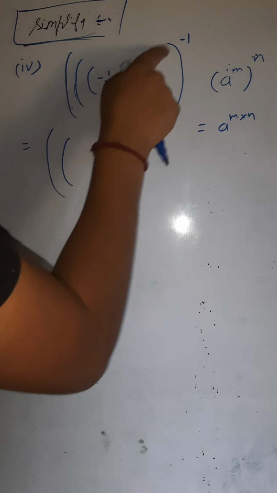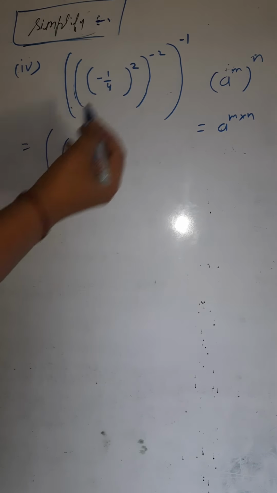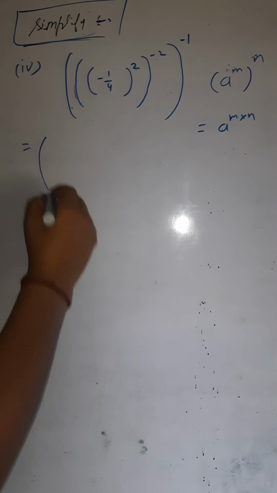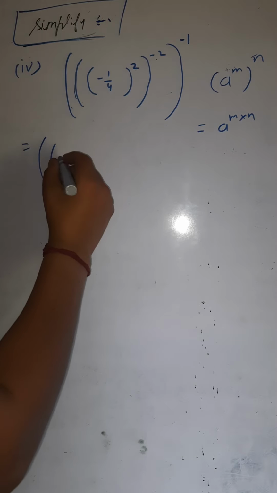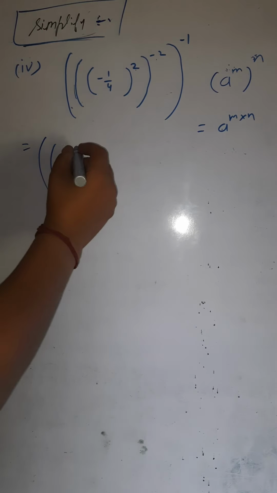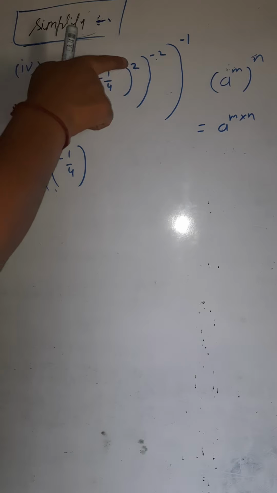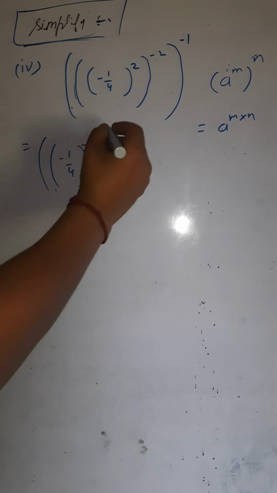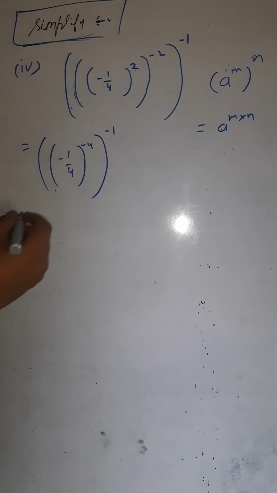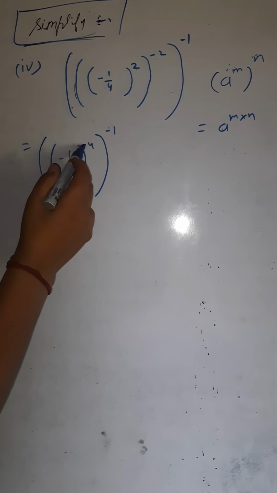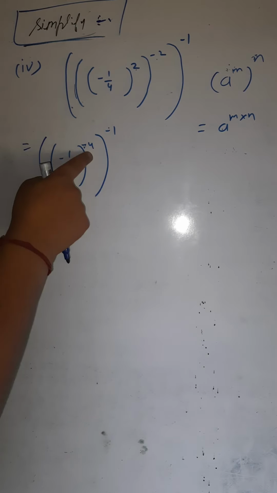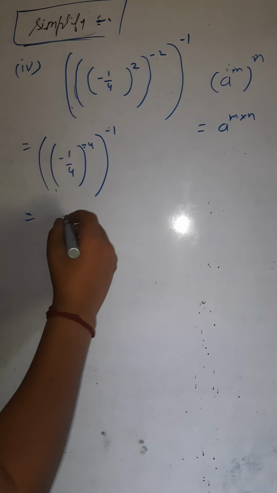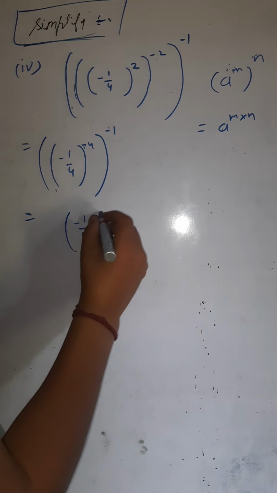So I am going to multiply all these powers. Let me write this first inside one. It would be how much? Minus 1 by 4 whole raised to the power 2 times 2, that is 4. It would be minus 4. Then outside there, again whole raised to the power minus 1 is there. Then similarly, I can again multiply both these powers here, minus 4 and minus 1. If you multiply minus 4 and minus 1, minus into minus would become positive. So 4 times 1 is 4. So it would be minus 1 by 4 whole raised to the power 4.